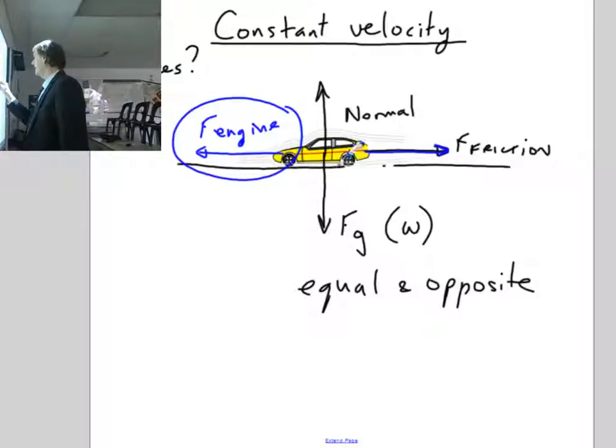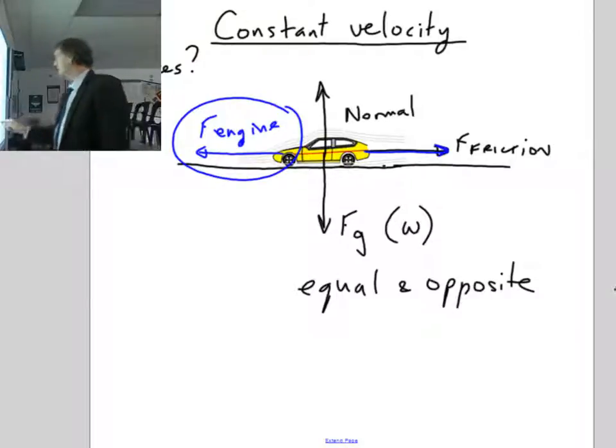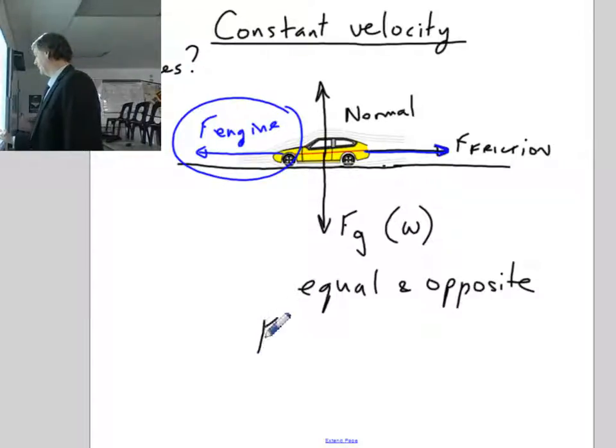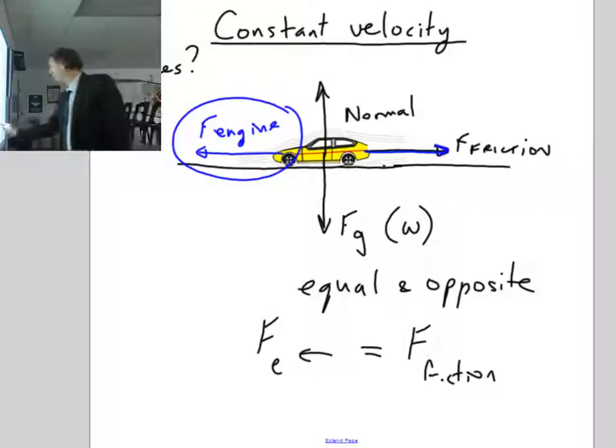But again, this forward force and the backward force are actually equal and opposite. You can call it engine if you want, but you should probably explain it. It's going to be equal and opposite to the total friction forces or drag forces going backwards as well. So that's a pair, that's a pair. That's what's happening at a constant velocity.